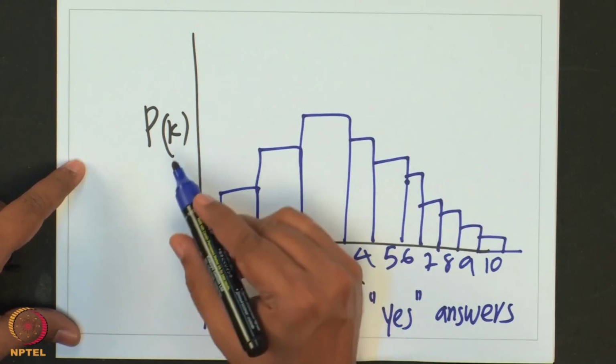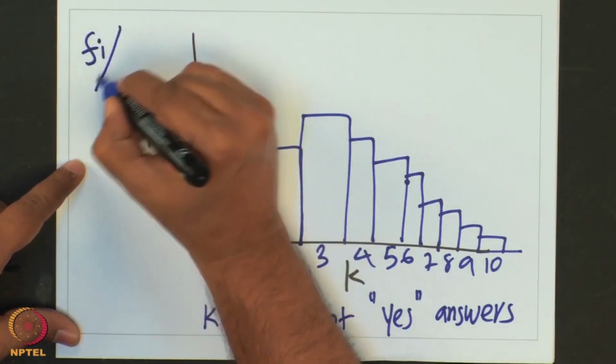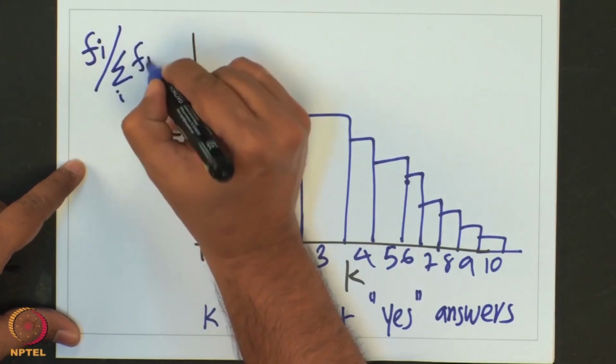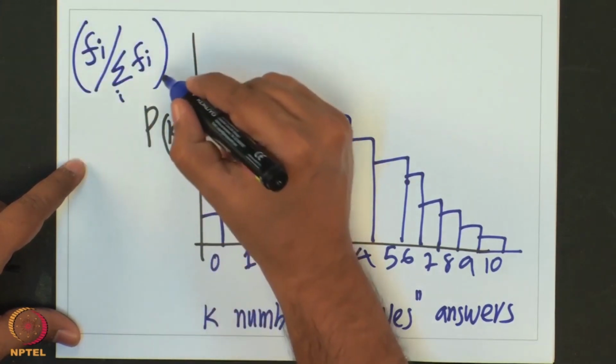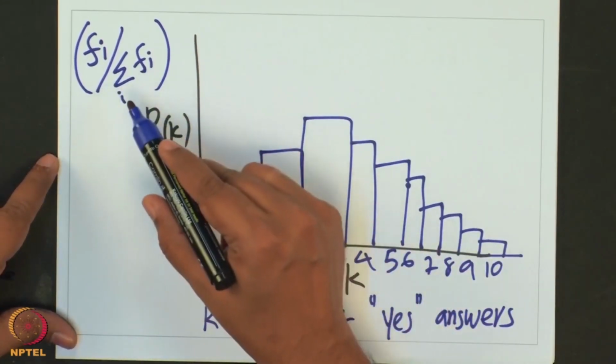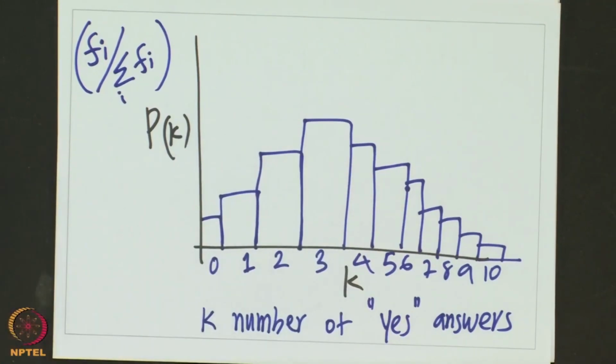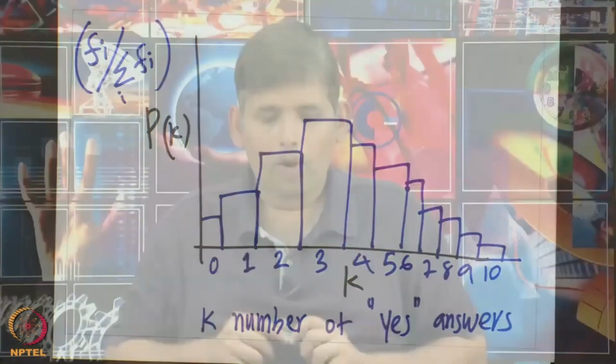And this P of k is frequency, so f_i divided by the sum over i of f_i. That is what P of k is. So the frequency, how many times I got it, divided by the sum over f_i. Normalized frequency is a probability, as we said. So this kind of plot we can plot, and you would get a plot like this: how many times we got k yes answers from a population if you repeat this many times.